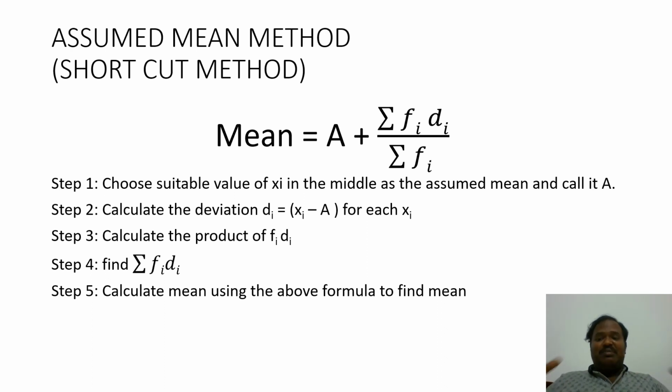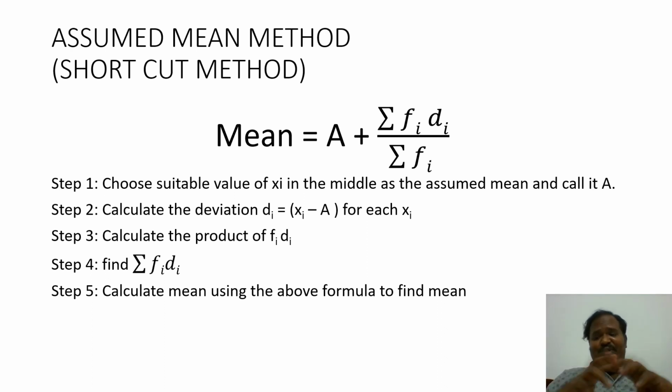What happens if the observations are slightly huge? For example, the given observation is more than thousands, or if they are in hundreds, it would become a very big number. Because 1,000 comes 20 times, so you will get 20,000. So they have devised another method to find out the mean in a simpler way. So what is that method? This is called the assumed mean method.